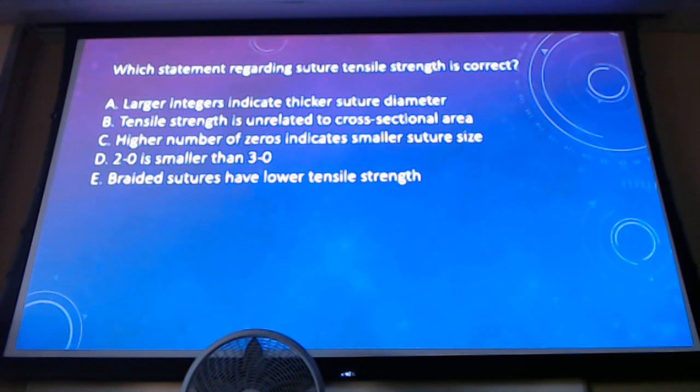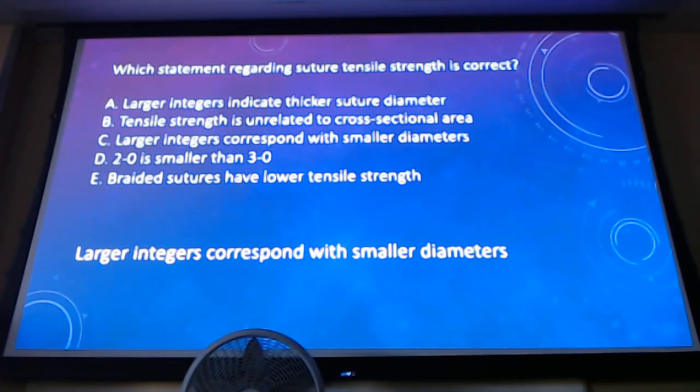Out of these statements, which regarding suture tensile strength is correct? Who wants A? B? C? D? E? A 6.0 is a smaller diameter than a 2.0. Yes. Okay.